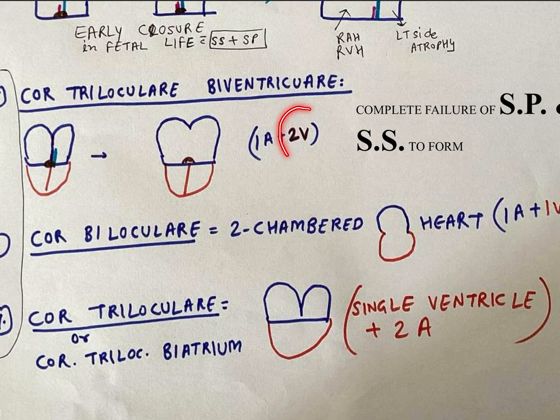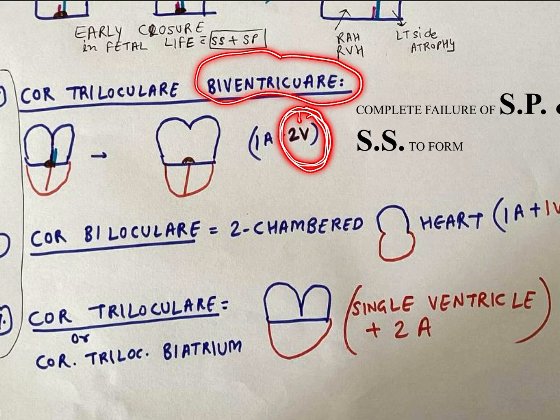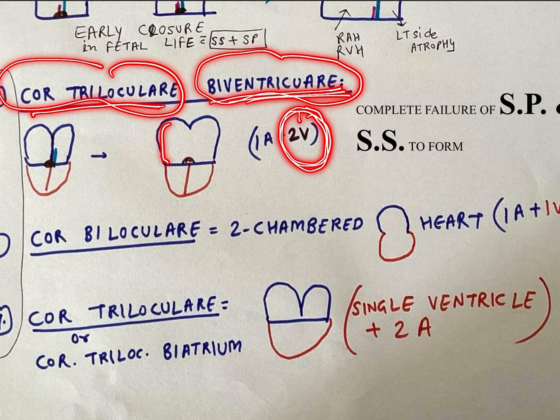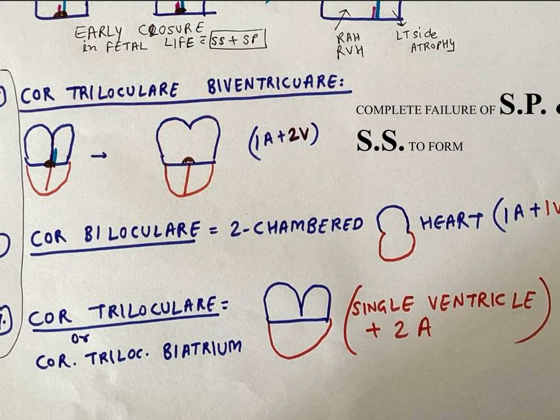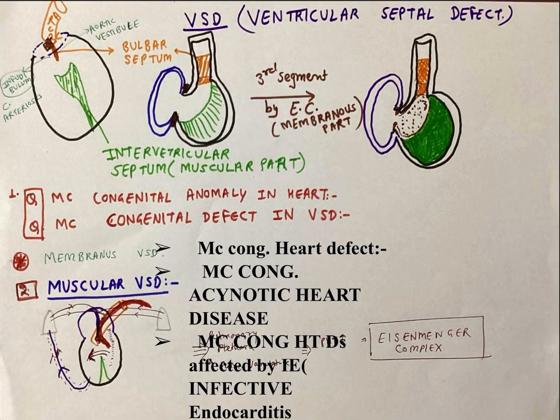If the heart has 3 chambers and out of these 3, 2 ventricular chambers are present, then it is known as cor triloculare biventriculare, meaning 2 ventricles are present in a 3-chambered heart. This is a 3-chambered heart which has 2 ventricles. How is it possible? If there is complete failure of septum primum or septum secundum to form, this may happen because of endocardial cushion defects. Now we are going to discuss ventricular septal defects.